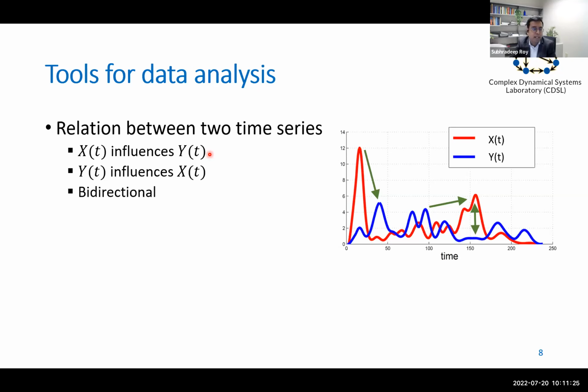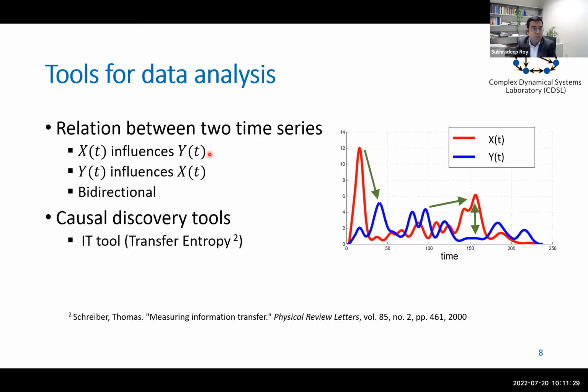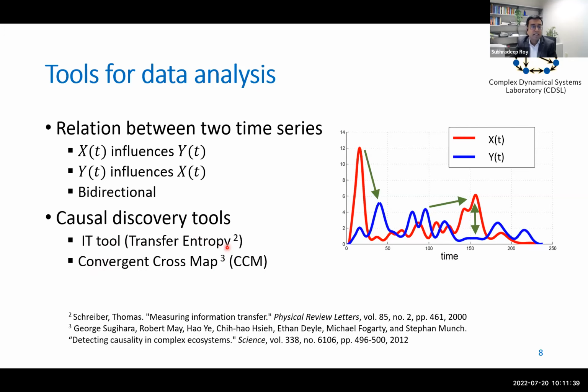So how can we extract the relationships that the time series variables share? To do that, what we rely on is causal discovery tools. One such tool uses information theory, transfer entropy. That's what I used in my bat study. The second one I used is called convergent cross mapping, which is based on dynamical systems theory. These two tools I have used earlier.